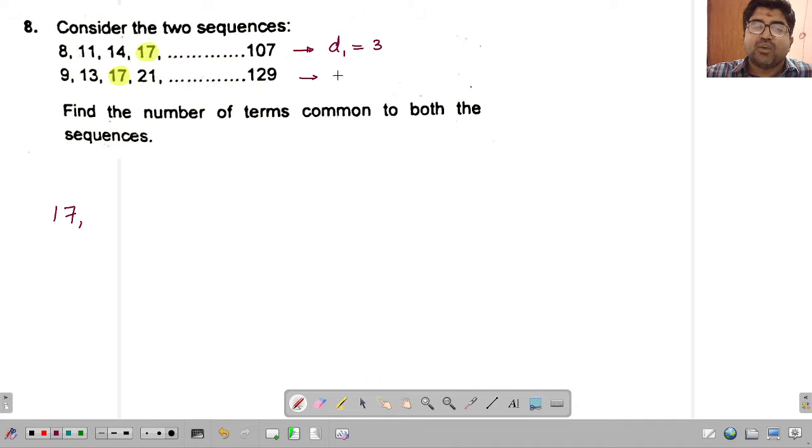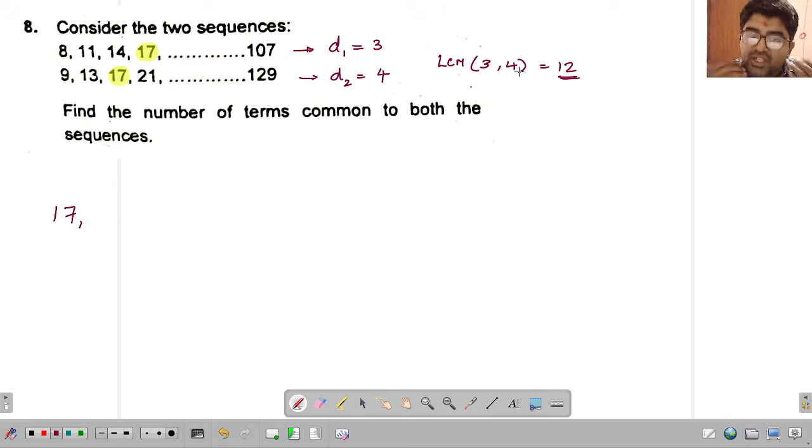Look at the second sequence here. The common difference, I can say, is equal to 4: 9, 13, 17, 21, like that it goes. Now, you need to consider the LCM of this 3 and this 4. I know that is equal to 12. Got it? So you see the first common term here is 17, right?